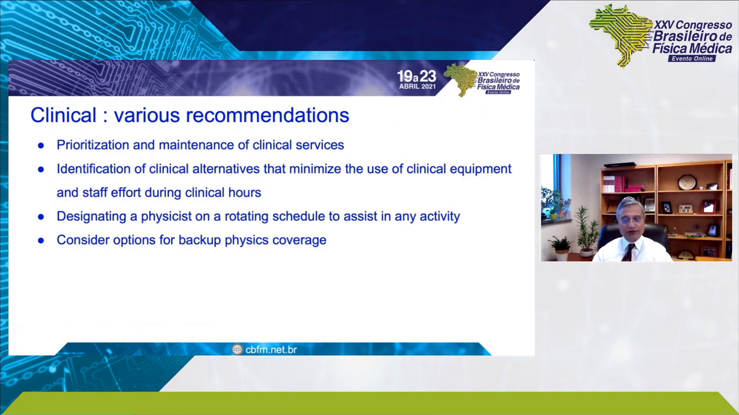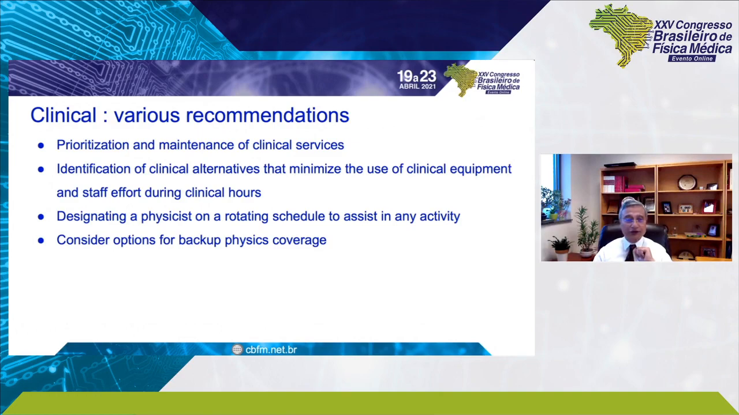The first bullet point suggests that you work with your team members to prioritize and maintain clinical services. Determine which services must be available and which can be postponed. Identify alternative procedures depending on patient eligibility, staff availability, and their expertise. The second bullet point suggests collaboration with physician colleagues to determine whether clinical alternatives that minimize the use of clinical equipment and staff effort during clinical hours are appropriate or not. An example would be the use of hypofractionation.